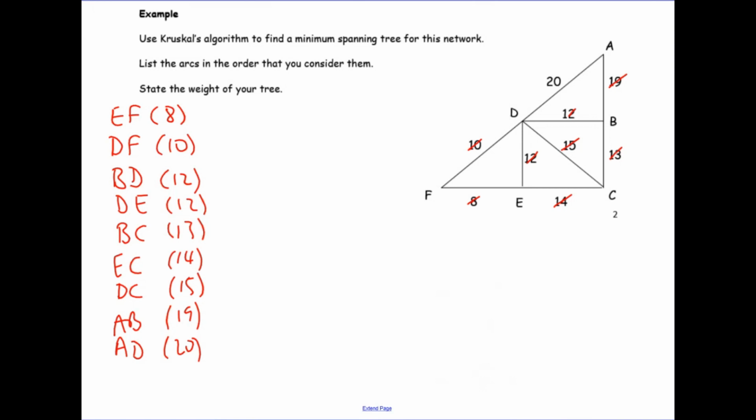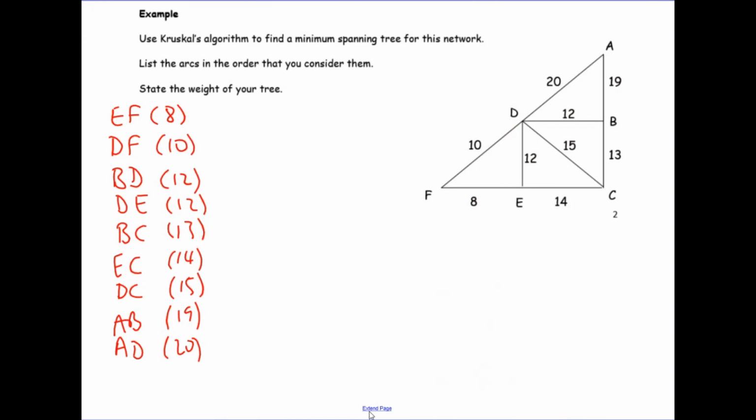Then remember, a minimum spanning tree can't have any cycles in it. So what we're going to do is we're going to build up our tree by adding on each of these arcs, unless it makes a cycle, and then we're going to reject it. Because remember, a cycle is just like where you can go around your graph. So like F, E, D, F is a cycle. We don't want any of those in our minimum spanning tree.